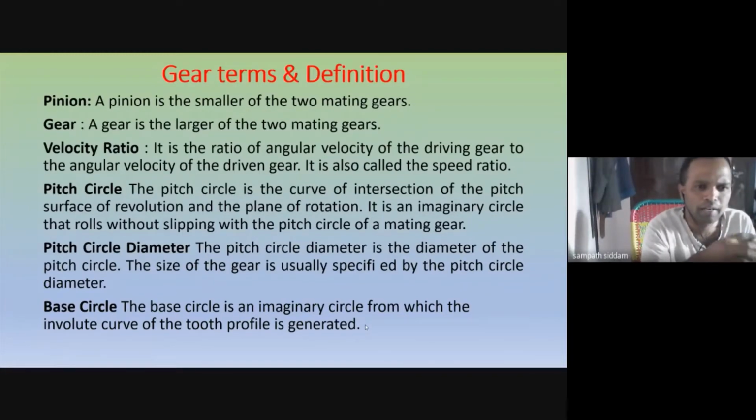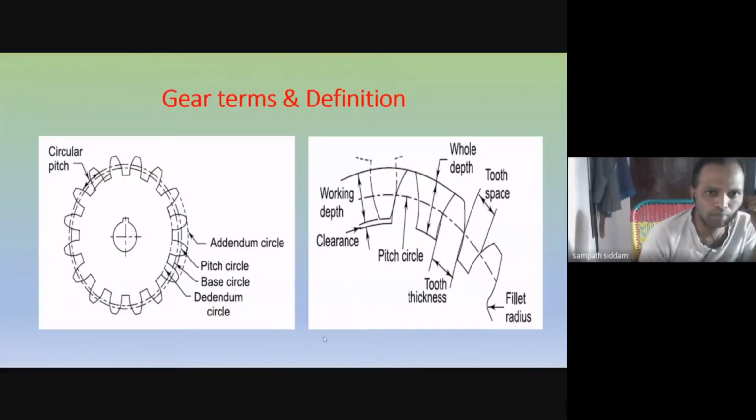Next is the pitch circle. I'll show you a figure related to the pitch circle diameter, base circle and all those things. First, we'll go through the definition, and then I'll show you a figure. The pitch circle is an imaginary curve, the intersection of the pitch surface of revolution and a plane of revolution. It is an imaginary circle that rolls without slipping on the pitch circle of a mating gear, which you can observe in the figure here.